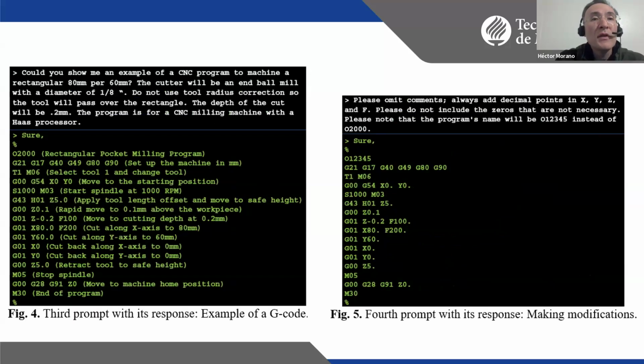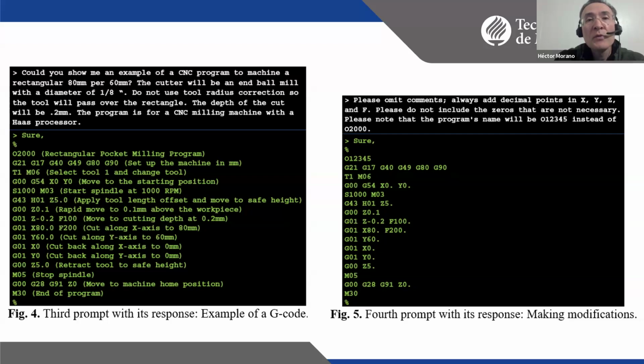So subsequently, with a third prompt in figure 4, the LLM was asked to make a program to machine a rectangle, 80 millimeters by 60 millimeters, using an end mill cutter. With a fourth prompt, the LLM was asked to make the necessary modifications to generate the program correctly. It was asked to add decimal points in the X, Y, Z, and F variables without including the zeros that are not necessary at the end of the variables.